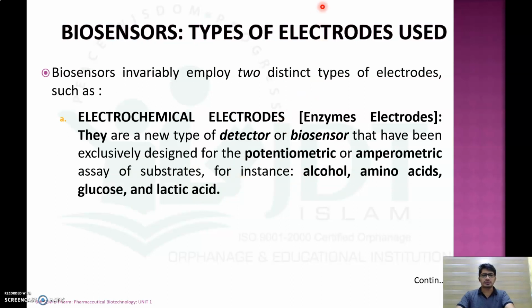Now we can use different types of electrodes in biosensors, and the most important two are, first, biochemical electrodes and microbial electrodes. Biochemical electrodes are also known as enzyme electrodes. They are a new type of detectors or biosensors that have been extensively designed for potentiometric and amperometric assay of substrates, for example, for the determination of alcohol, amino acid, glucose, and lactic acid.